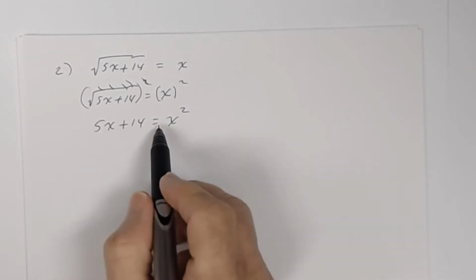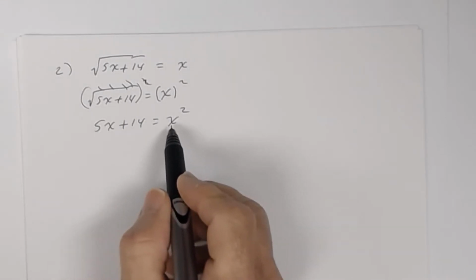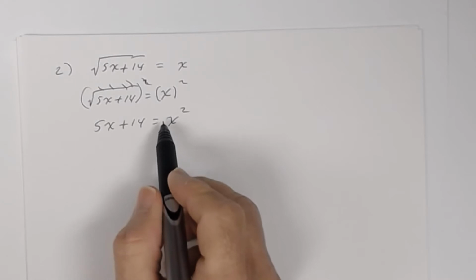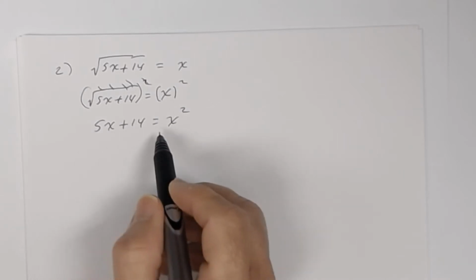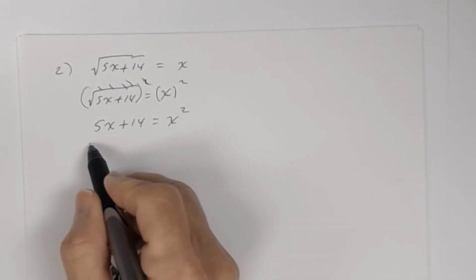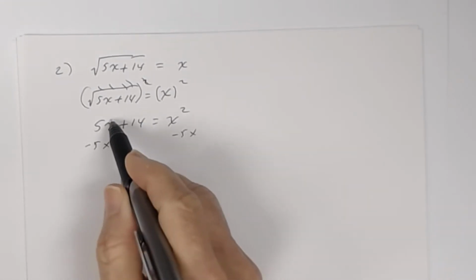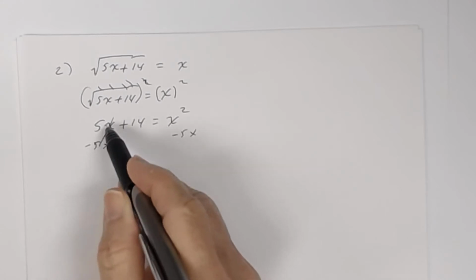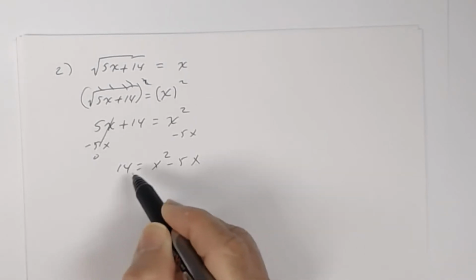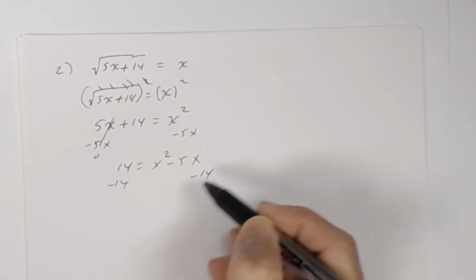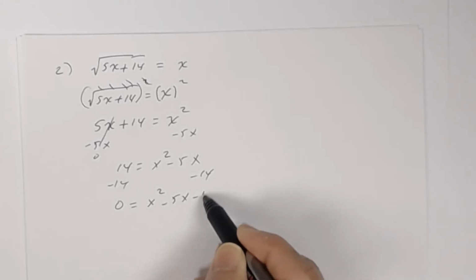To put this in standard form, I'm going to bring all these terms to the right side, since x squared has a positive coefficient here. That's a positive 1, so let's just bring everything to the other side. When I bring the 5x term to the other side, basically what's happening is that you're subtracting 5x from both sides. When you combine like terms, you get 0 here, so you get 14 equal x squared minus 5x. Then finally, you subtract 14, and 14 minus 14 is 0, so you get 0 equal x squared minus 5x minus 14.